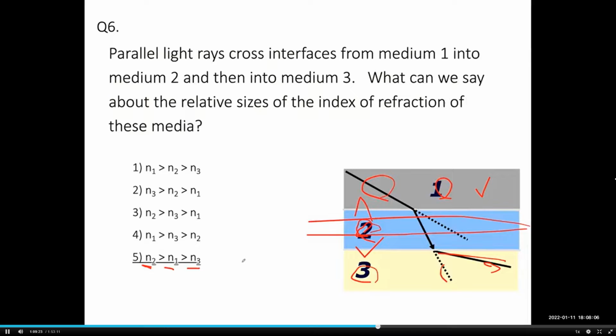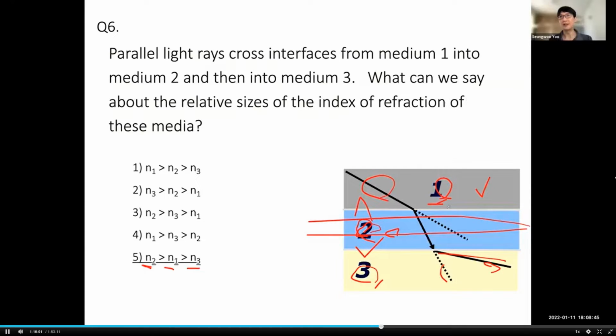Prof, how do we tell which medium is greater than which medium in this question? Yes, correct. All right. So the refractive index of the medium 2 is the greatest, followed by the medium 1, and then medium 3.